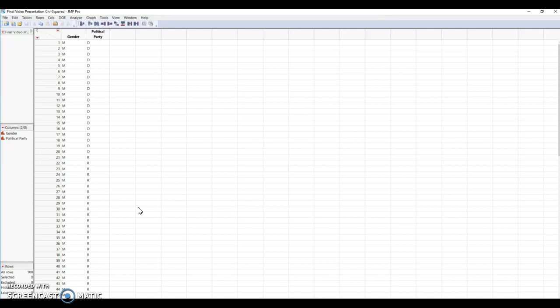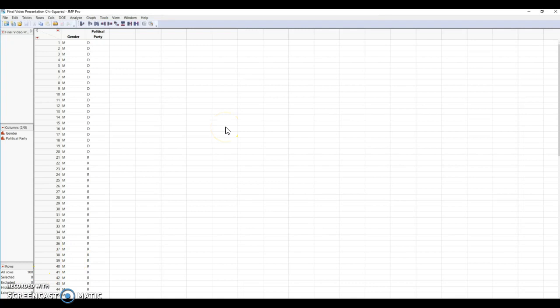And as I mentioned before, we have counts in our second column, and notice how our counts are in the form of D's and R's. Notice how there are 20 male Democrats and 30 male Republicans, and we are going to show how to conduct the chi-squared test and then analyze the results.